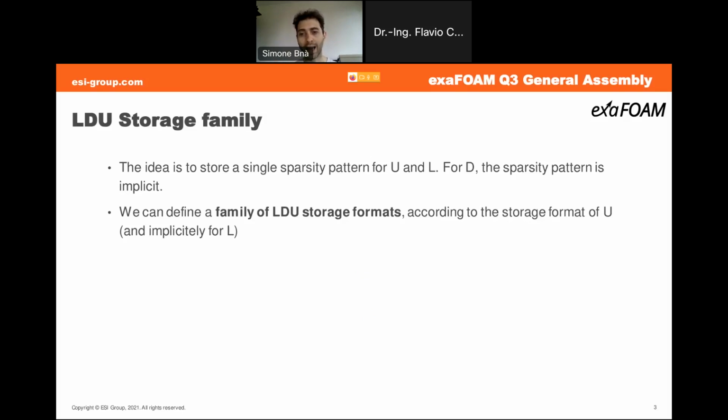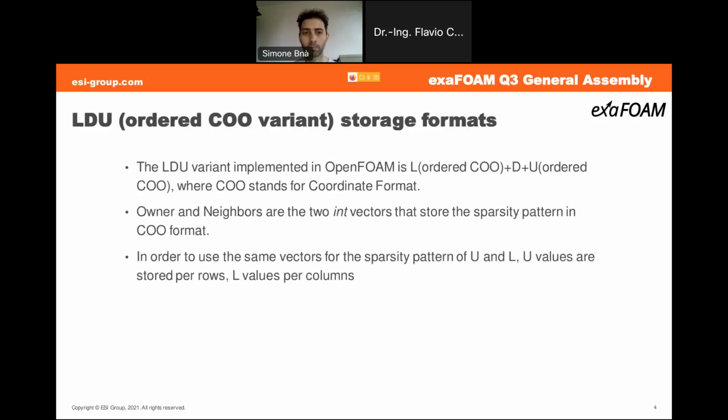But I need to define how the sparsity pattern is to be stored in memory for L or for U. In OpenFOAM, a variant of the COO format, which stands for coordinate format, is used. Basically, I'm going to use a COO ordered for L, a COO ordered for U, and a dense representation for D. Since we are going to use COO for the triangular matrices, we need two vectors to represent the row and column ij positions of the values in the matrix. These two vectors in OpenFOAM are named owner and neighbour, because they have a strong relationship with the owner and neighbour relationship of a face with respect to adjacent cells in the mesh.